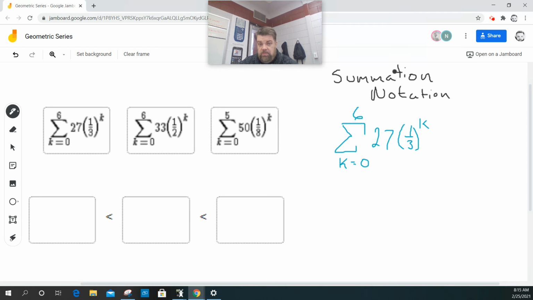If you notice the first three problems, we had a sequence, we added up the sequence for the practical application. So what this really means is, I'm going to take 27 times 1/3 raised to, and I'm going to start from 0 and plug the 0 in for k. Now, because it's summation notation, I'm going to add that to the next term, which is 27 times 1/3 raised to the first power.